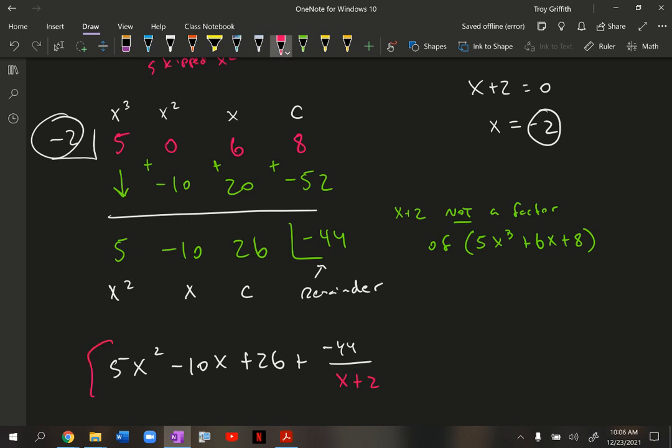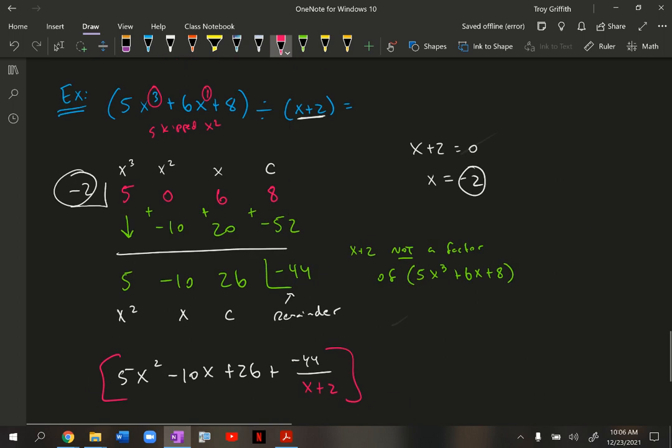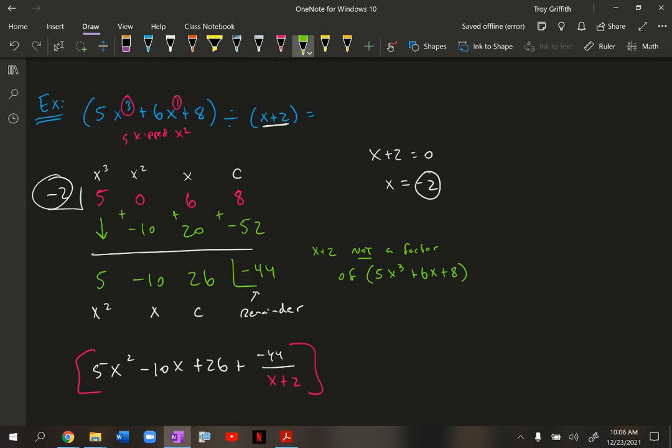Okay, so my final answer for this question would be this right here. So 5x cubed plus 6x plus 8 divided by x plus 2 gives me an answer of 5x squared minus 10x plus 26 plus my remainder, negative 44, divided by my divisor, which was x plus 2.